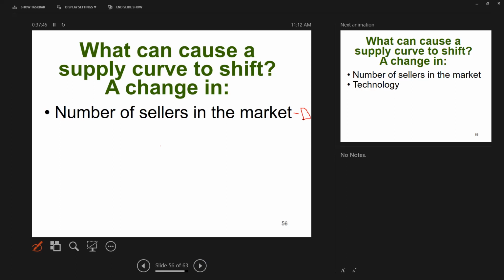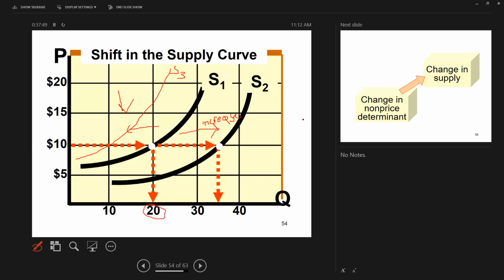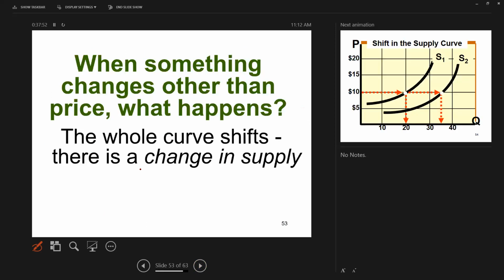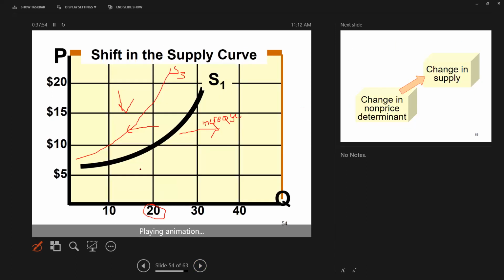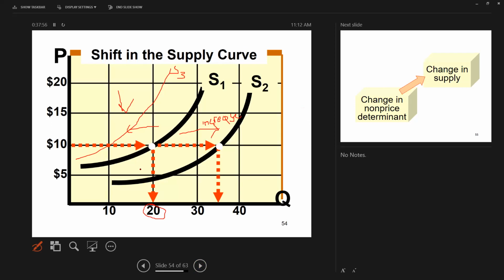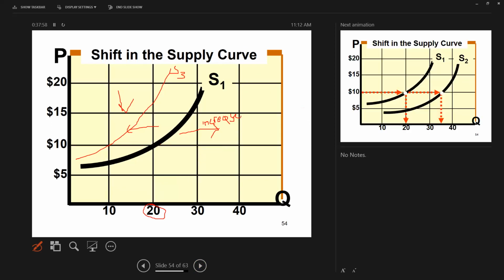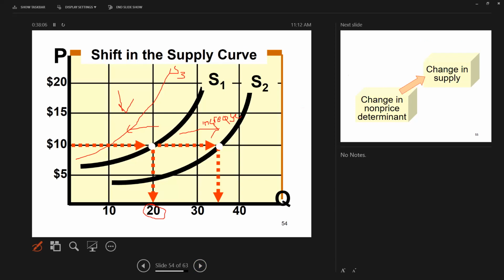So here, if you get more sellers, that's going to cause an increase in supply, and that's going to shift the curve out. So if we got more suppliers for CDs, that would shift the curve out from S1 to S2. More CDs would be offered on the market at any given price if we got an increase in the number of sellers.